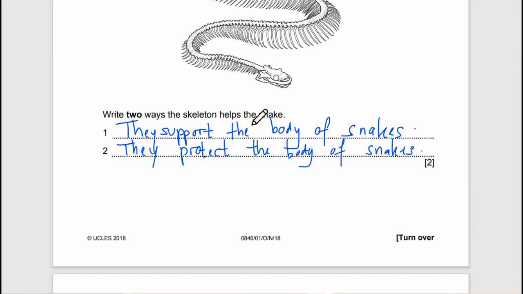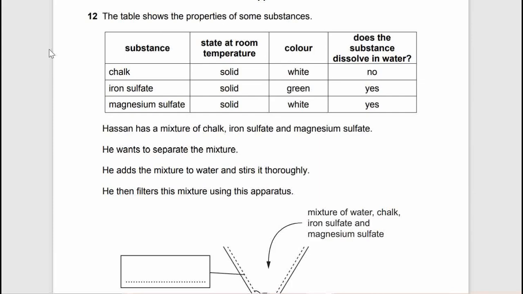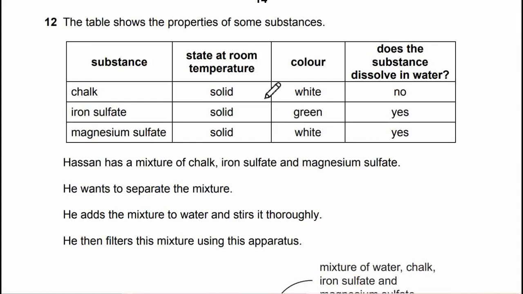Next, let's see question number 12. The table shows the properties of some substances. Chalk, state at room temperature, solid, color white. Does the substance dissolve in water? No. Iron sulfate, state at room temperature, solid, color green. Does the substance dissolve in water? Yes. Magnesium sulfate, state at room temperature, solid, color white. Does the substance dissolve in water? Yes. Hassan has a mixture of chalk, iron sulfate, and magnesium sulfate.